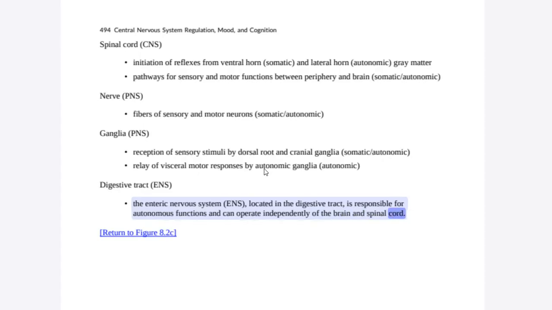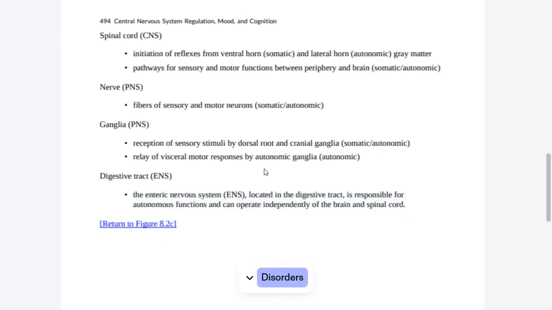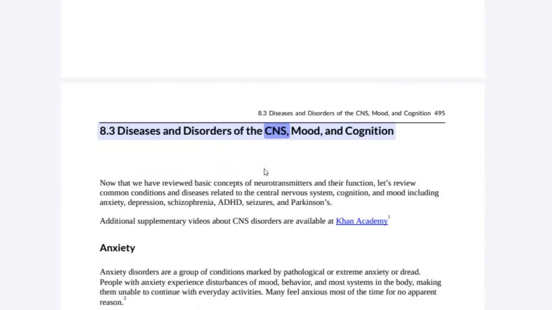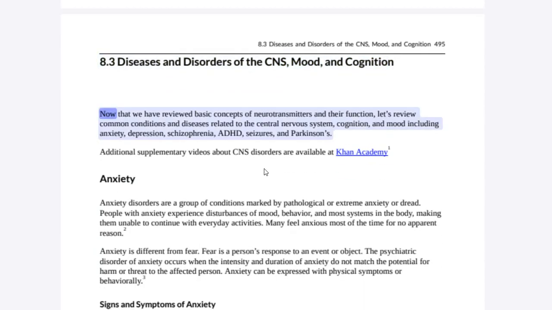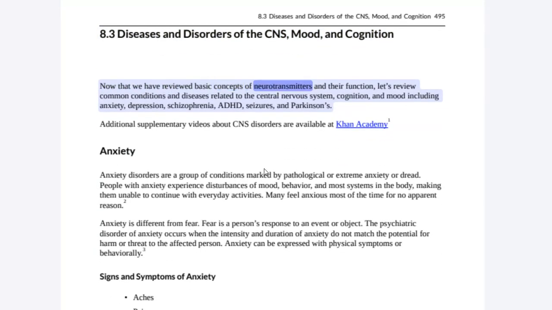8.3 Diseases and disorders of the CNS, mood, and cognition. Now that we have reviewed basic concepts of neurotransmitters and their function, let's review common conditions and diseases related to the central nervous system, cognition, and mood, including anxiety, depression, schizophrenia, ADHD, seizures, and Parkinson's.